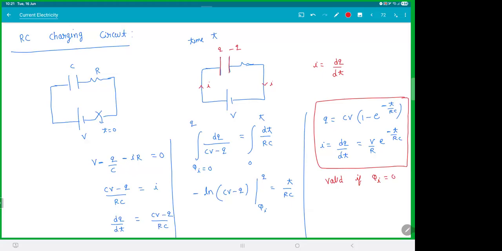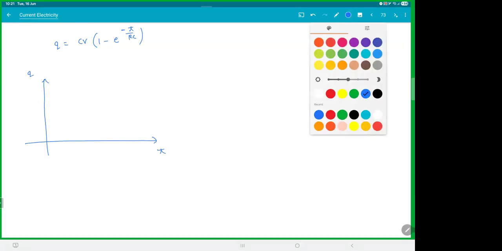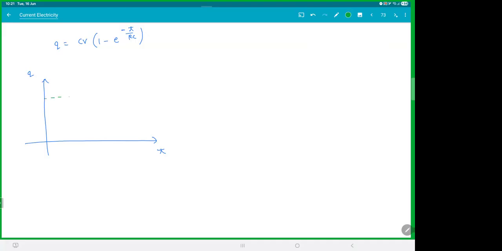And if you try to plot a graph for this, I'll just write it down again. So Q is equal to CV into 1 minus e power minus t by RC. If you plot a Q versus time graph, you can clearly see at t equals 0, your charge was 0. There is a ceiling here, CV. At t infinity, you will reach the value CV, meaning your graph is increasing like this. You're getting closer and closer to the line, but you'll never reach it technically.